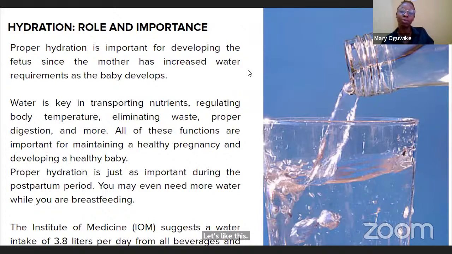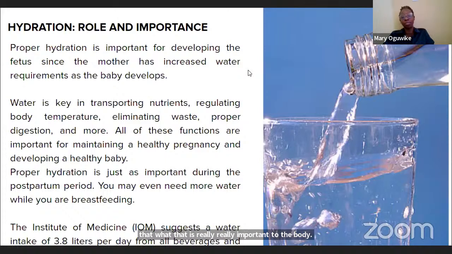We are also going to be talking about hydration. We'll be talking about food. Food is not the only thing that is important during and after pregnancy. Water is also important because our body is made up of about 60% water. So that is to tell you that water is really, really important to the body.